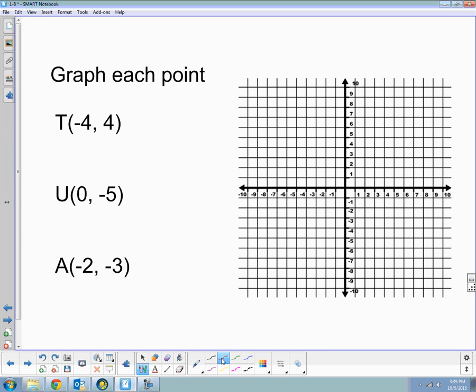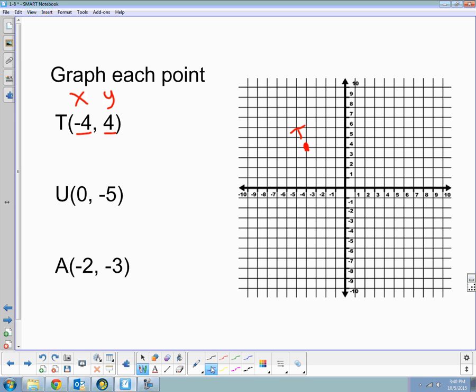I'm going to plot negative 4, 4. So again, when I'm plotting, I start at the origin, 0, 0, and I go from there. So negative 4, 4, x comes before y. We should have x to negative 4, y to 4. There's the point, negative 4, 4. So I would plot the point negative 4, 4 right there. And I'm going to label that point T. If you didn't label it, make sure you label it so I know which is which.